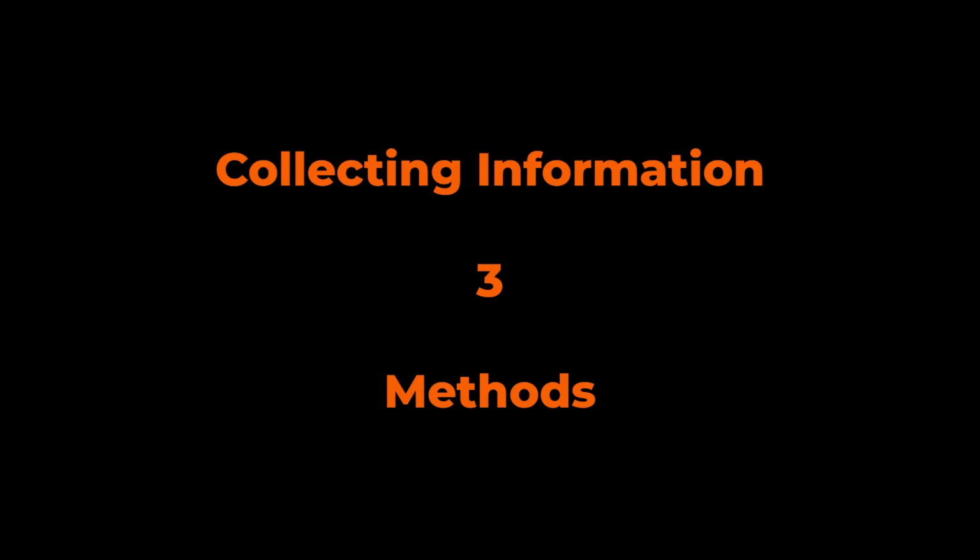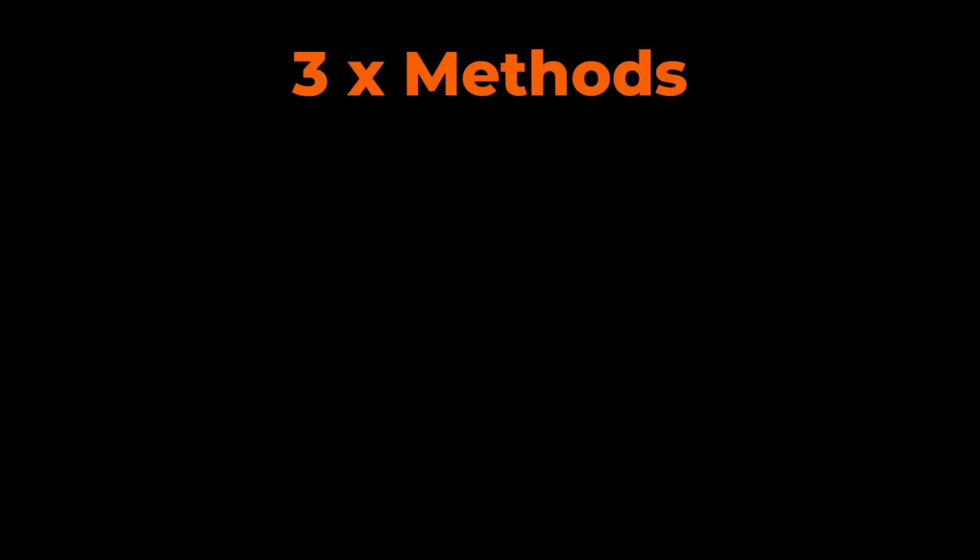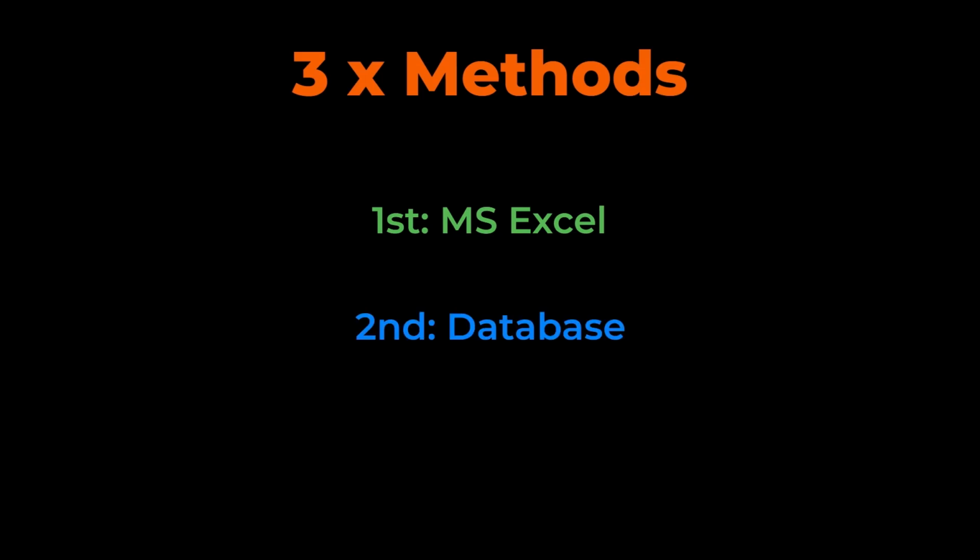In Lesson 1, Collecting Information, we are going to look at 3 methods. The first method is to use Excel to create a list. The second method is to gather information from a database. The third method is to use MS Forms to gather information from people themselves.